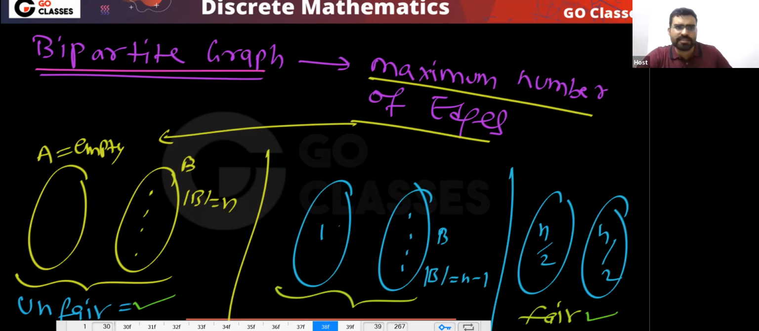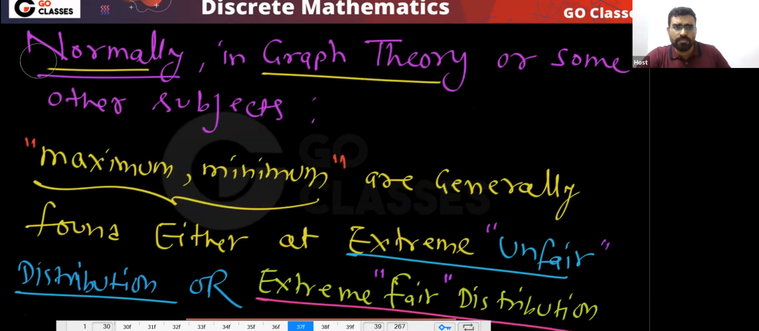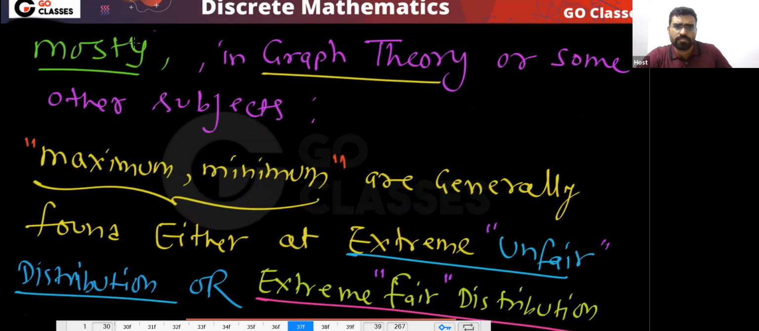So this is a guideline, mostly. I can say this is mostly what will happen. Either you do a fair distribution or you do an unfair distribution. So on corner cases you have to check. You don't have to check everything.